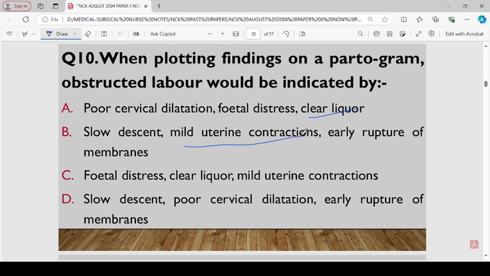In obstructed labor, sometimes the contractions may be mild, moderate, could even be strong, sometimes could even be ineffective, so that no progress is being made. Fetal distress, clear, we have already talked about this, clear liquor. This makes this answer wrong, or the mild, and that's why we have option D as our correct answer, where the pathograph is going to show slow descent, poor cervical dilatation, and early rupture of the membranes.